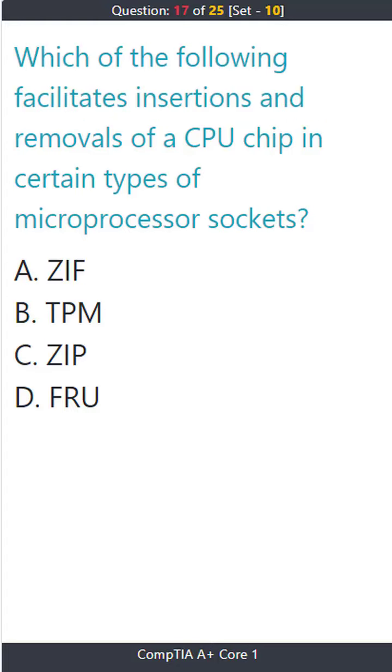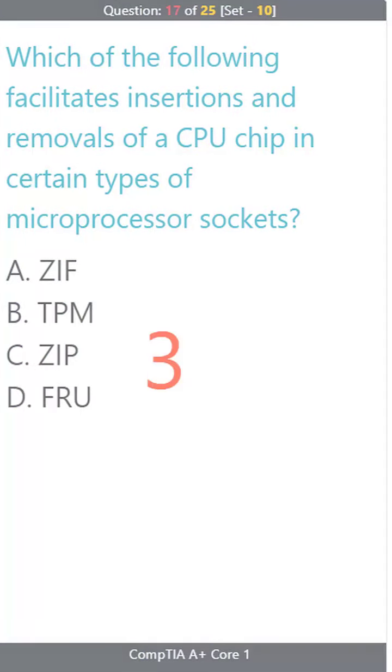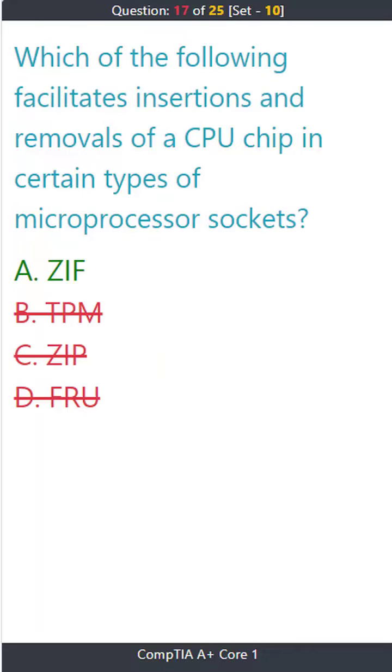Question 17. Which of the following facilitates insertions and removals of a CPU chip in certain types of microprocessor sockets? A. ZIF, B. TPM, C. ZIP, D. FRU. The correct answer is A. ZIF.